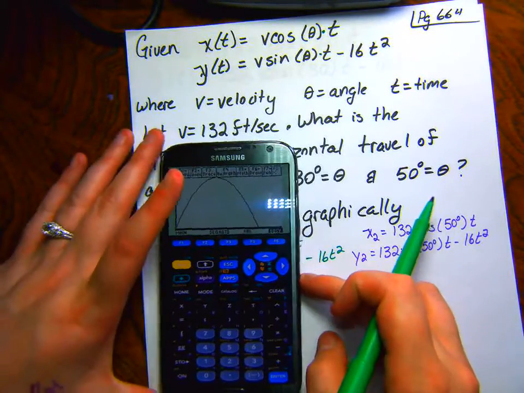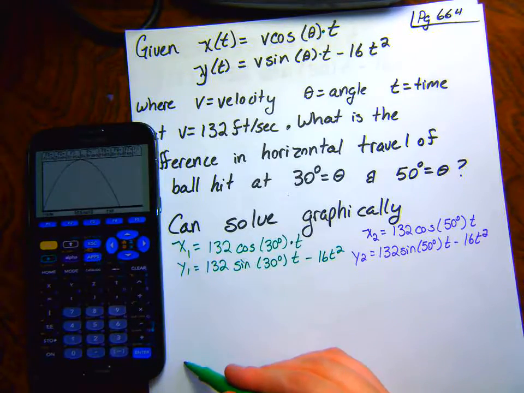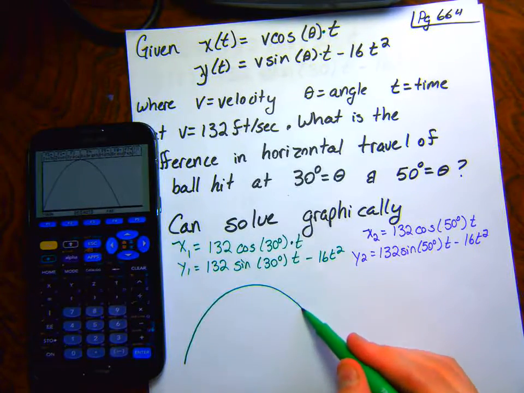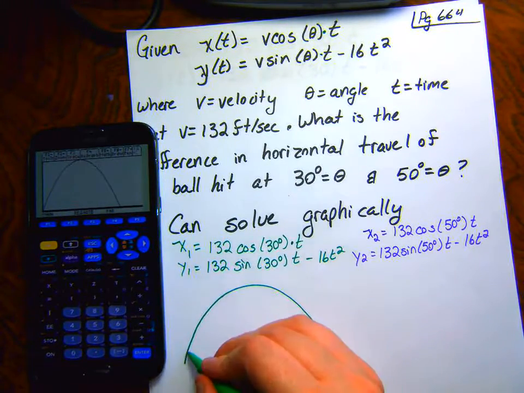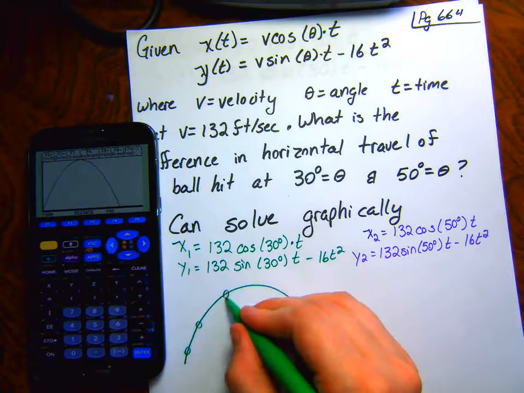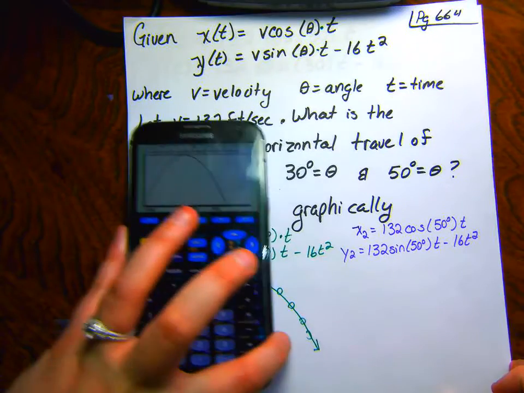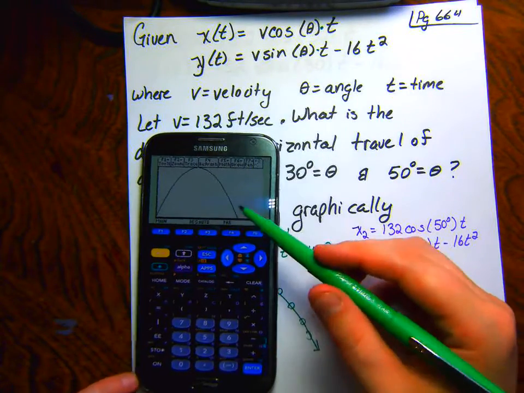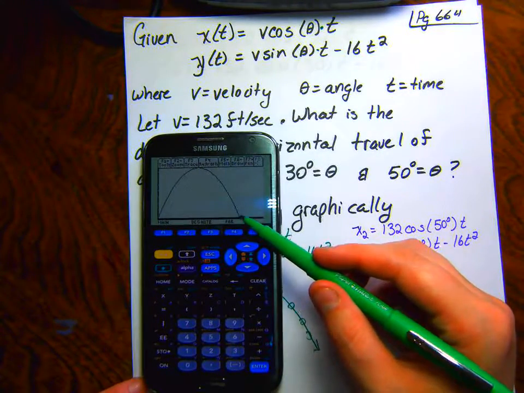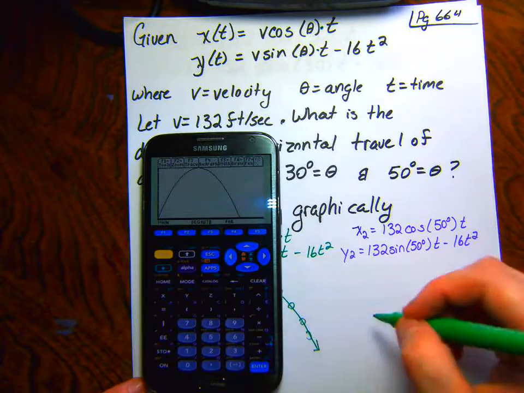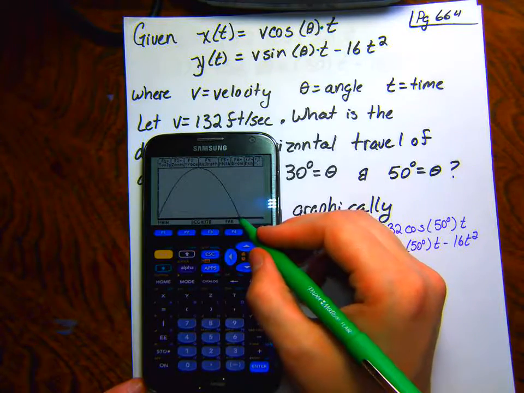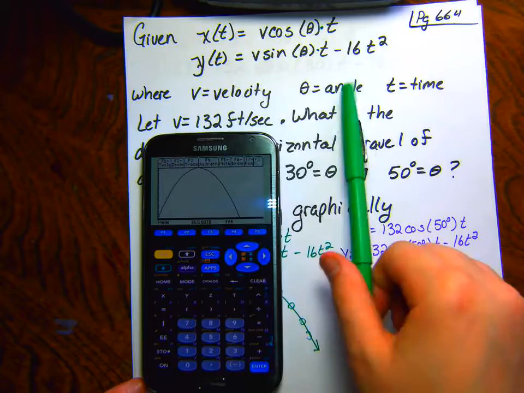Okay, so then this graph looks like this. If you imagine hitting a golf ball, it's traveling through the air and going down. Okay, so it wants to know what our horizontal distance traveled is. So it wants to know what our x point is right here.